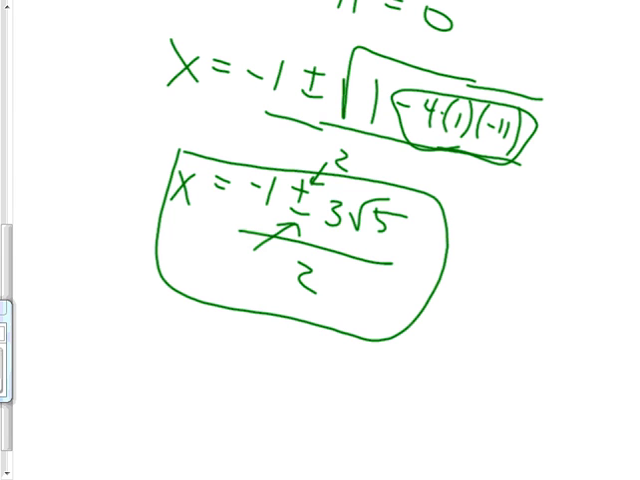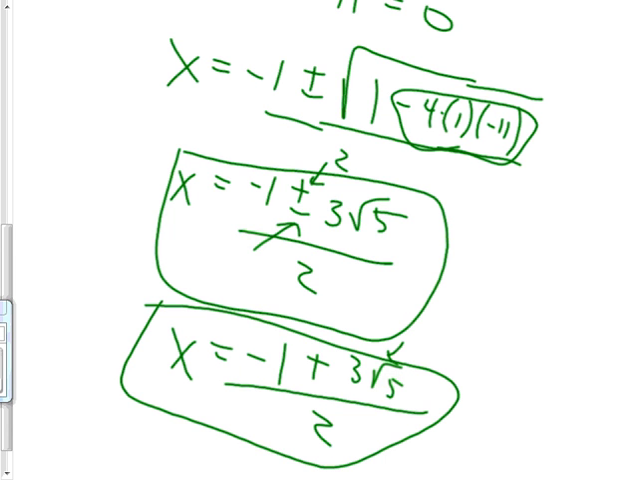Minus 1. So x equals negative 1 plus, and not minus, because that one's going to crash, 3 root 5 all over 2. And I happen to know that 3 times the square root of 5 is still bigger than negative 1, and therefore it's a positive answer. So this one works because it's positive. The other one can't work because it's negative. All right, that was a tough one.